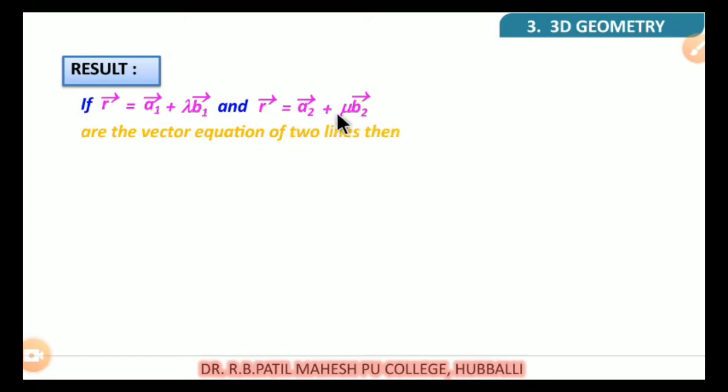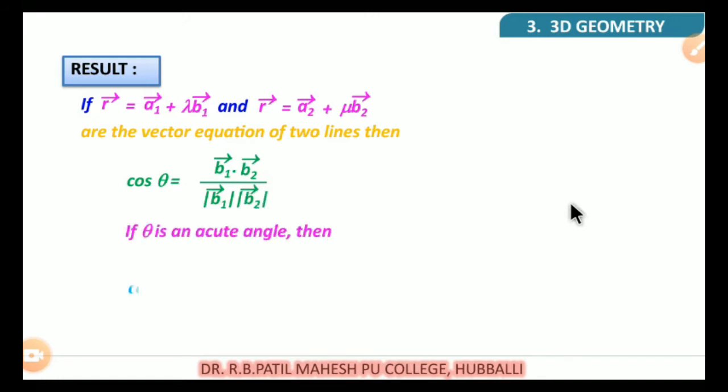If r is equal to a1 plus lambda b1 and r is equal to a2 plus mu b2, here lambda and mu are the constants. Now these two are the vector equations of two lines. Then we have cos theta is equal to b1 dot b2 divided by magnitude of b1 into magnitude of b2.